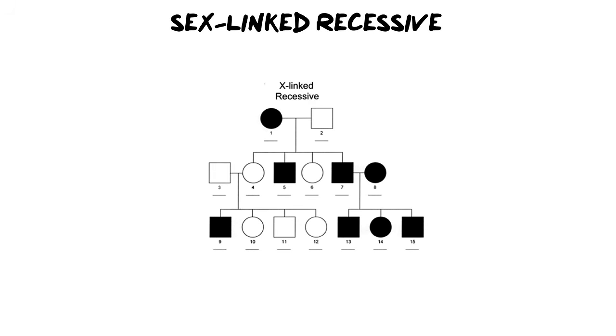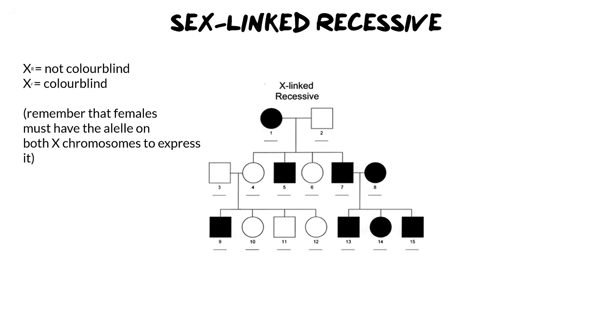Now, I'm going to use red-green color blindness as an example to work out this pedigree diagram. And I'm just going to put the key up so we know what we're using. So I'm going to use the following key. We're going to use a capital R for anybody who is not colorblind, and we're going to use a lowercase r at the top of the X for anyone who is colorblind. I want you to remember that in order for females to have this disorder, they must have the allele, which is the little letter r, on both of their X chromosomes in order for them to be colorblind.